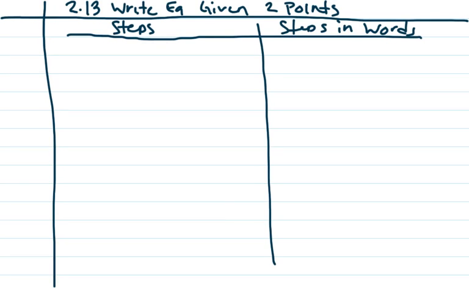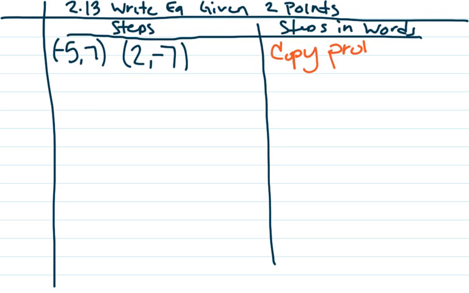This is lesson 2.13, writing equations of lines given 2 points. This one is a little bit different than 2.12 and 2.11 because you're not given the slope or the y-intercept. So if our problem is (-5, 7) and (2, -7), we know that we aren't given the slope, but we have the ability to find the slope from 2 points.